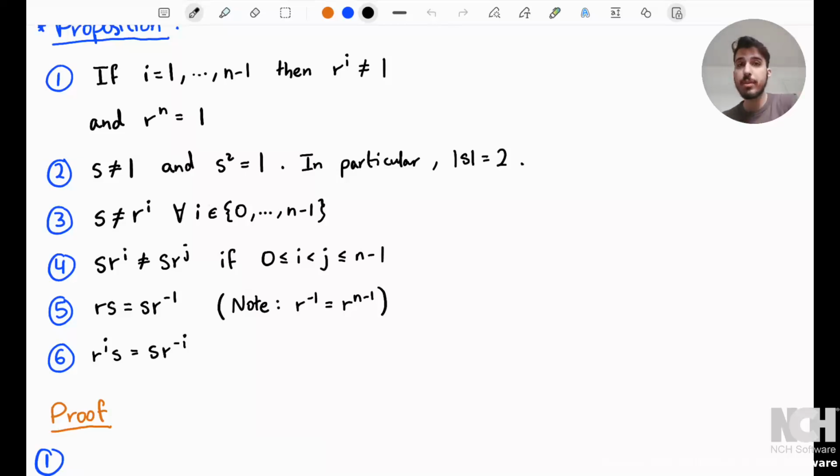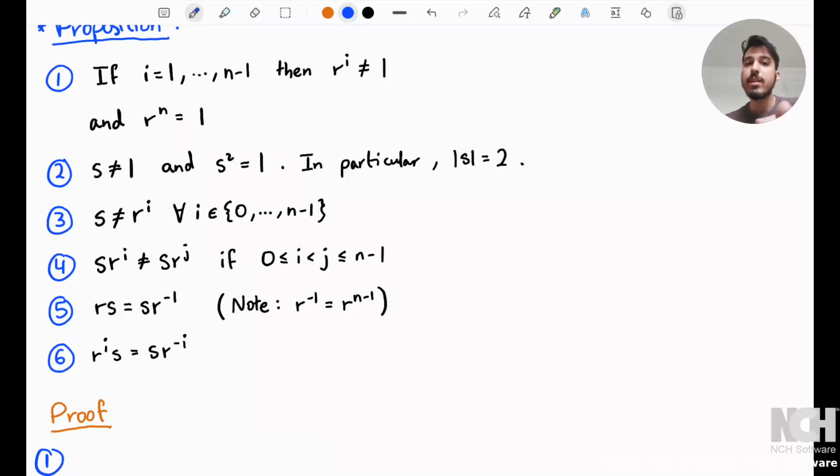For number 5, it says that r s is equal to s r to the minus 1. First of all, it's important to note that when you do r s, you apply s first, and then you apply r. So you apply a reflection, and then you apply a rotation. On the right-hand side of the equation, you apply r to the minus 1, which is a rotation in the opposite direction, and then you apply s. The convention that we're using here is that the rotation is anti-clockwise, so r to the minus 1 would be a clockwise rotation. This is the equality that I will be proving shortly.